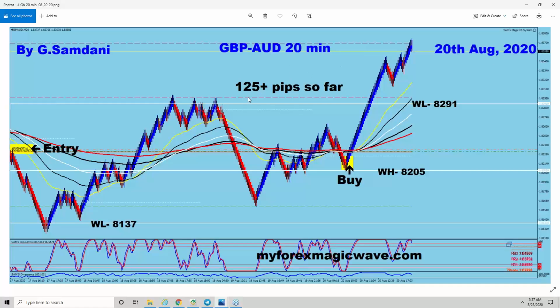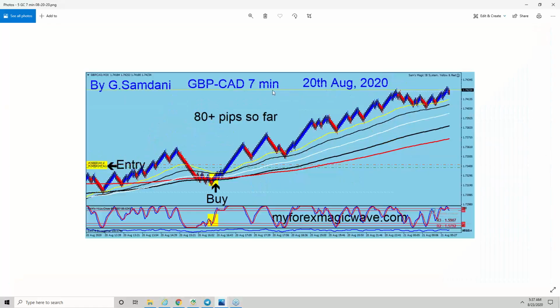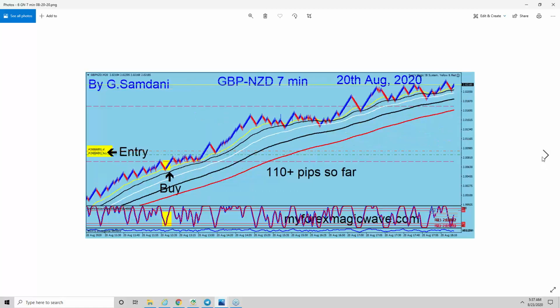big, right? Daily range is more than 150 a day. So 125 pips, easy peasy. On the 20th, pound CAD, this is also a big mover. This is a 7-minute chart entry and trade for 80 pips on the 20th. And on the 20th, again, pound NUSD as well.